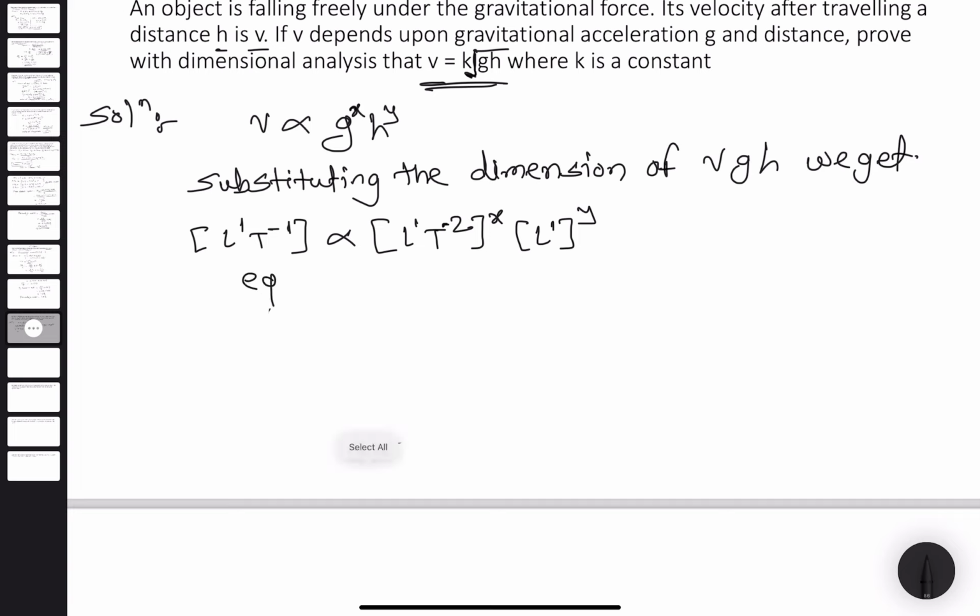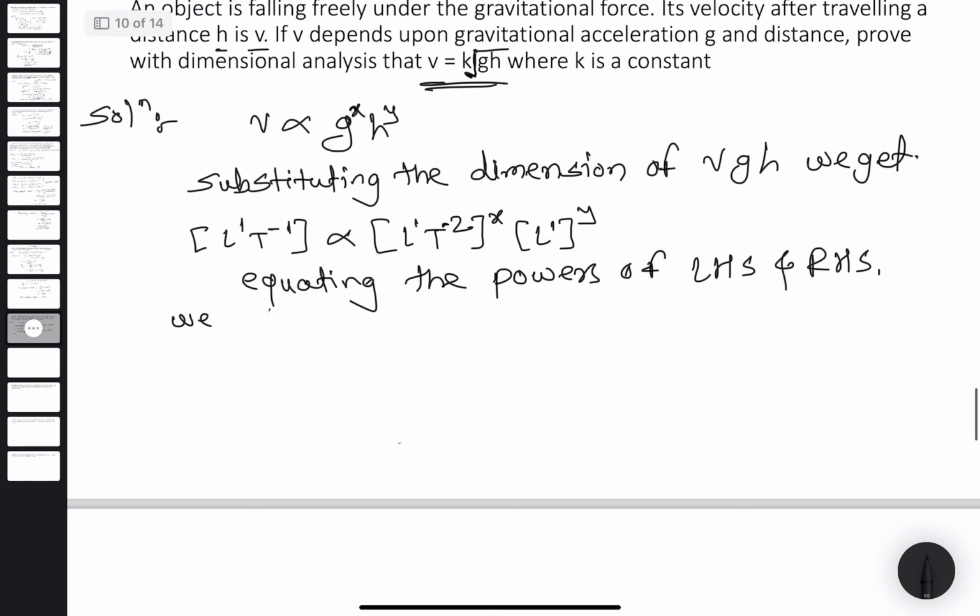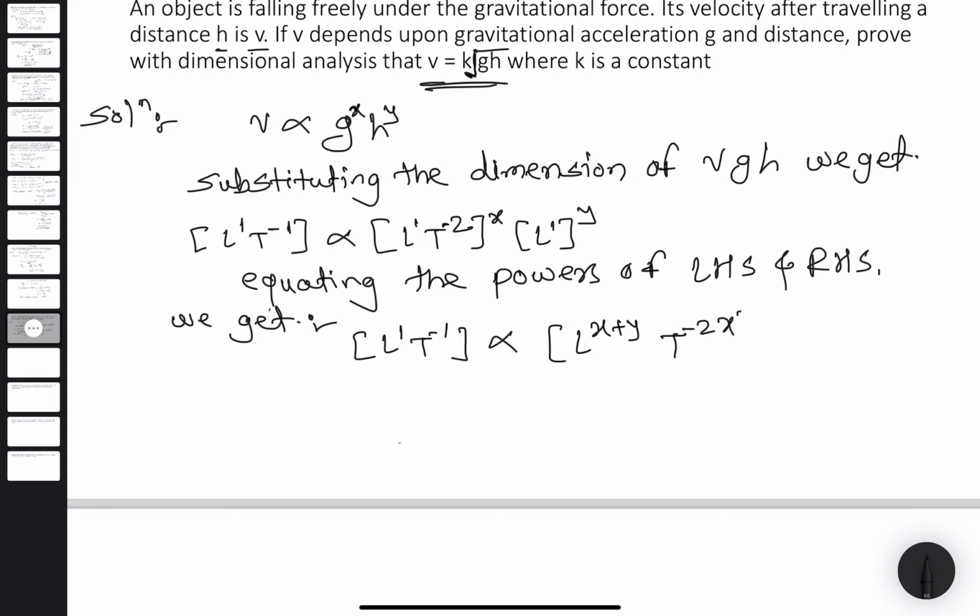Now equating the powers of LHS and RHS, we get L1 T minus 1 equals L to the x plus y and T to the minus 2x. Okay, so we have equated these two dimensions. From that we get these dimensions.